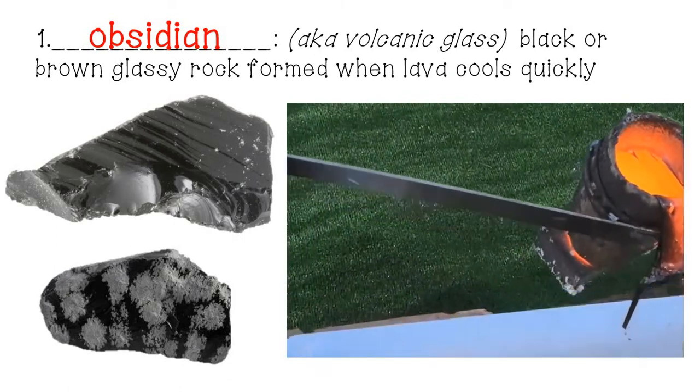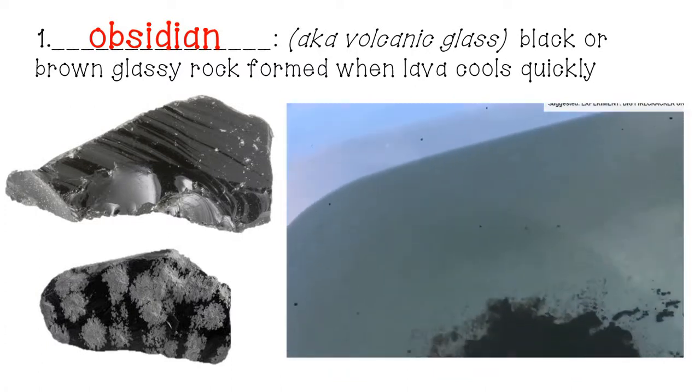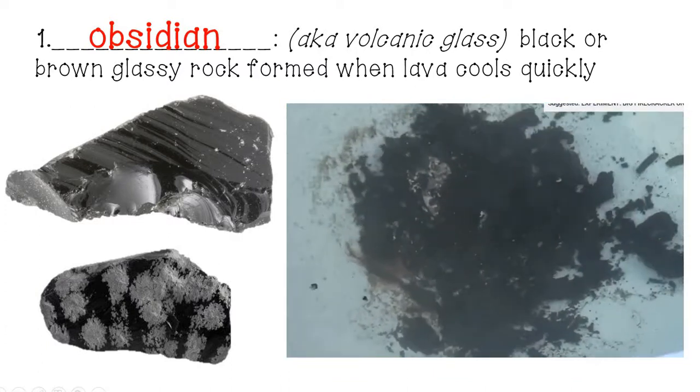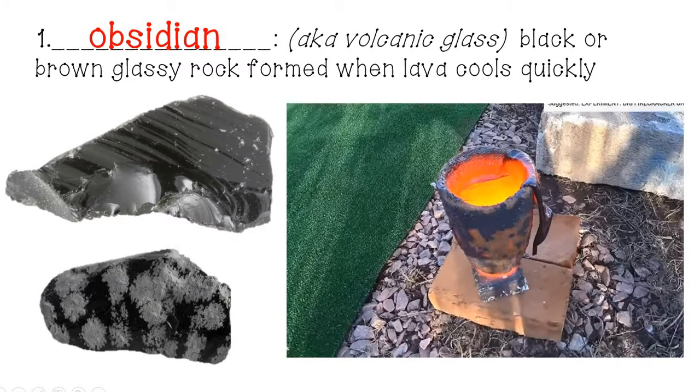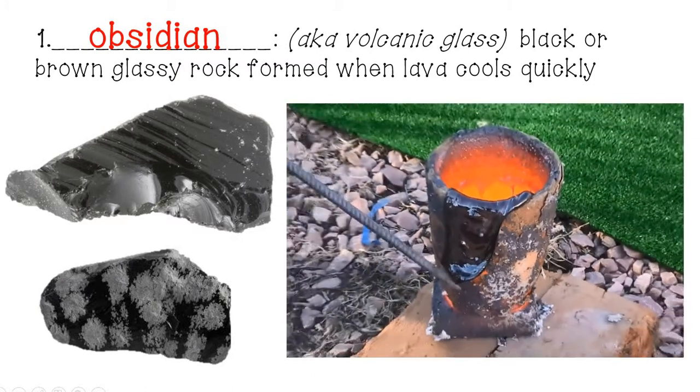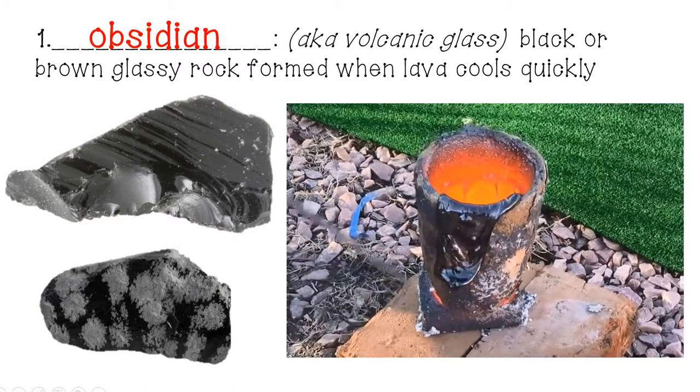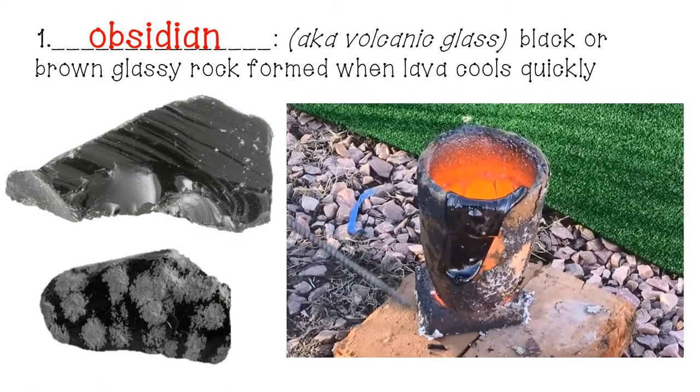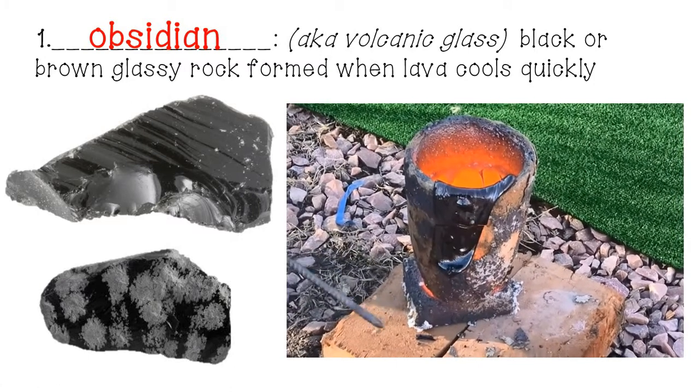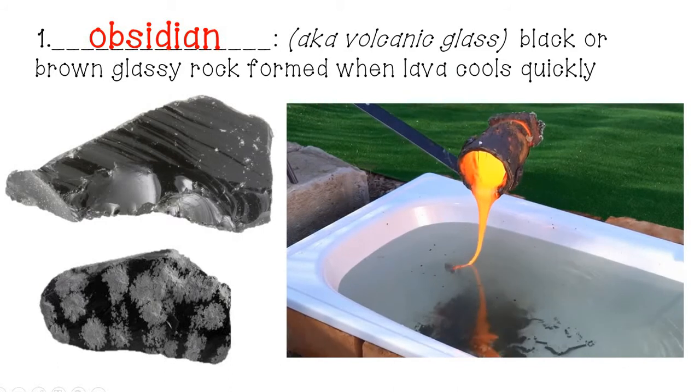Sometimes the obsidian will have little white spots in it. So there's an example of that down here. This is called snowflake obsidian because it has little white spots that look like snowflakes. And that happens when the mineral quartz explodes into these little patterns of crystals as the obsidian cools.